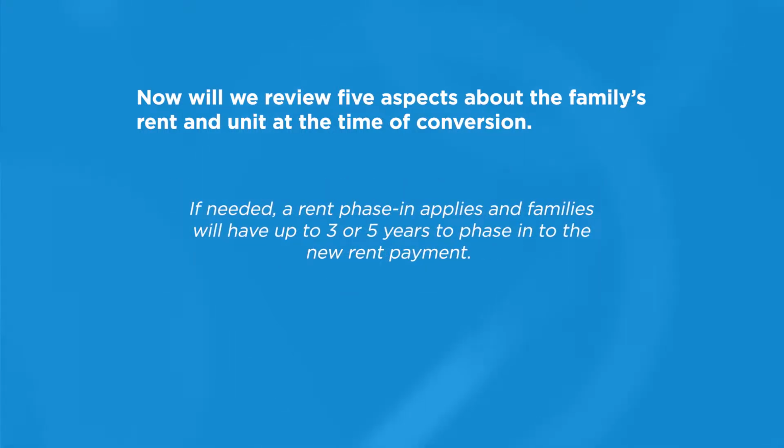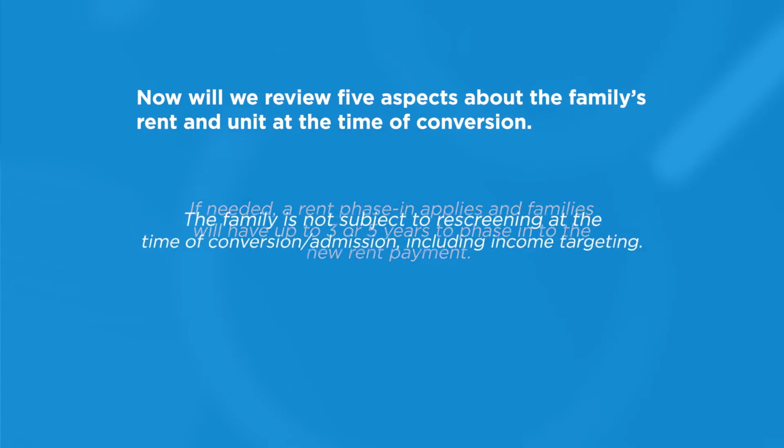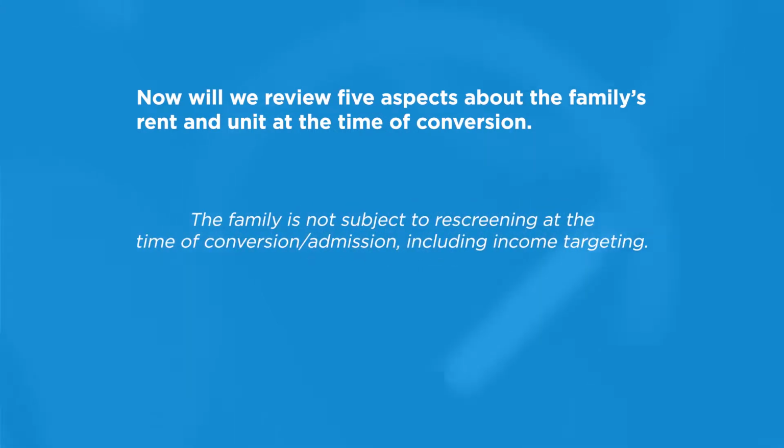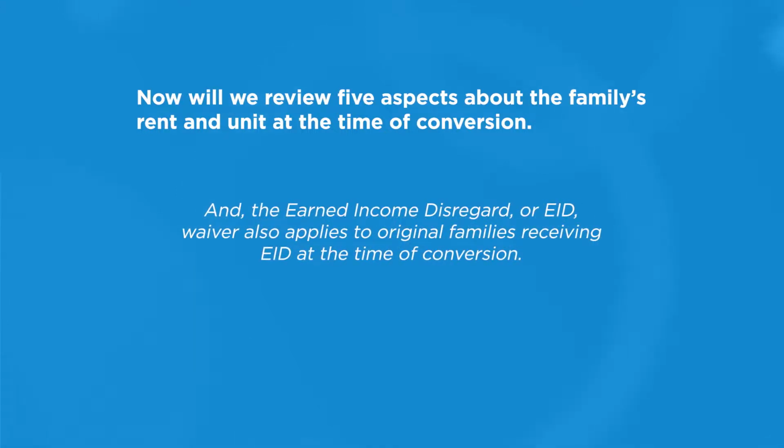If needed, a rent phase-in applies, and families will have up to 3 or 5 years to phase into the new rent payment. The family is not subject to rescreening at the time of conversion admission, including income targeting. And the Earned Income Disregard, or EID, waiver also applies to original families receiving EID at the time of conversion.